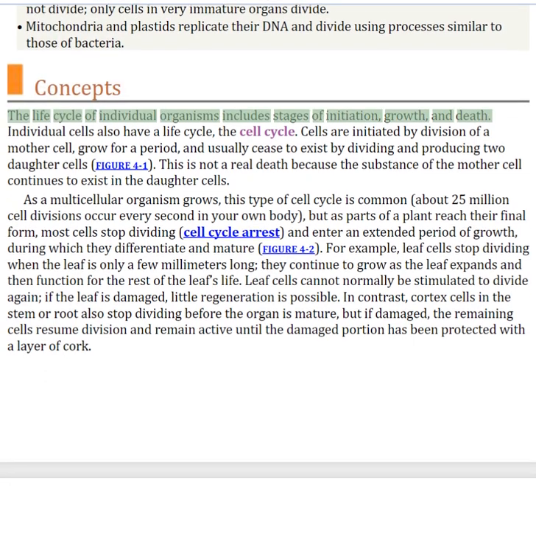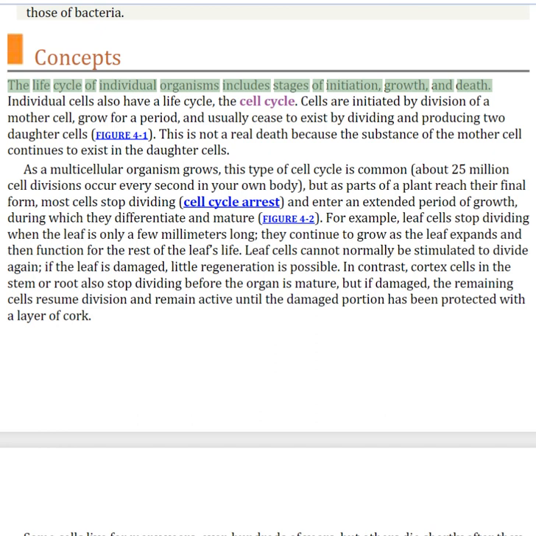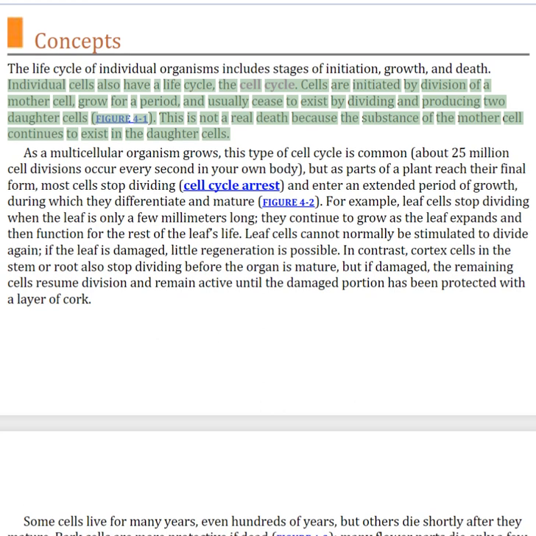Concepts. The life cycle of individual organisms includes stages of initiation, growth, and death. Individual cells also have a life cycle, the cell cycle. Cells are initiated by division of a mother cell, grow for a period, and usually cease to exist by dividing and producing 2 daughter cells. This is not a real death because the substance of the mother cell continues to exist in the daughter cells.